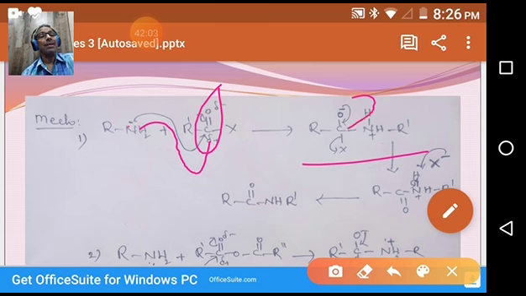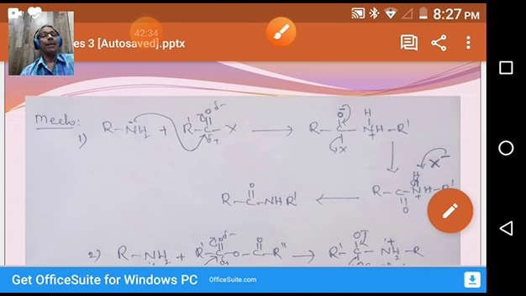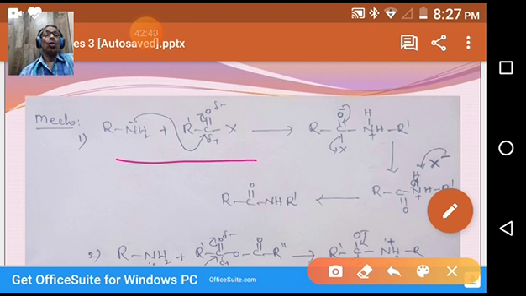So the minus charge comes back. At the same time, X goes as X minus, because acid halide is very reactive when compared to anhydrides or esters. Why? Because X is the best leaving group. That's why the reaction proceeds at a considerable rate. After this, X minus attracts this proton, finally giving the amide. Very simple.